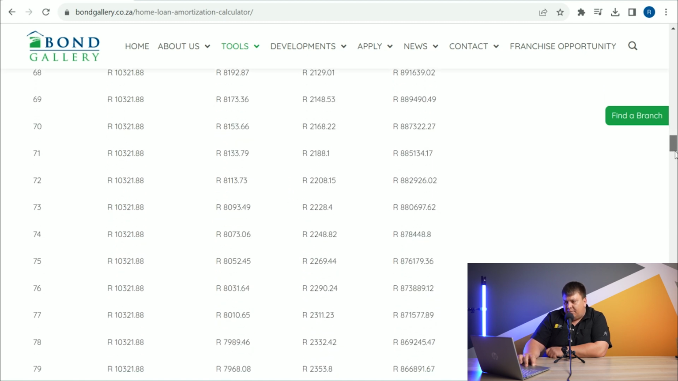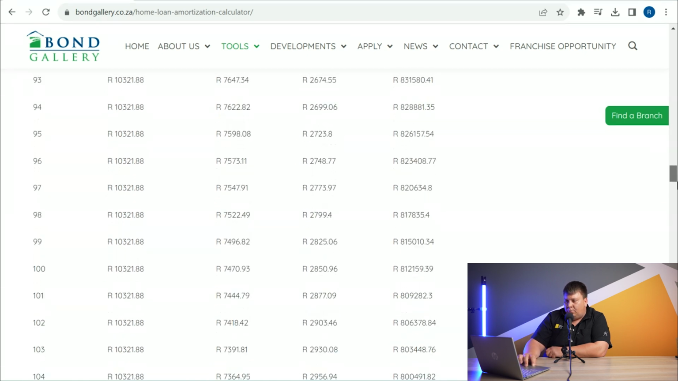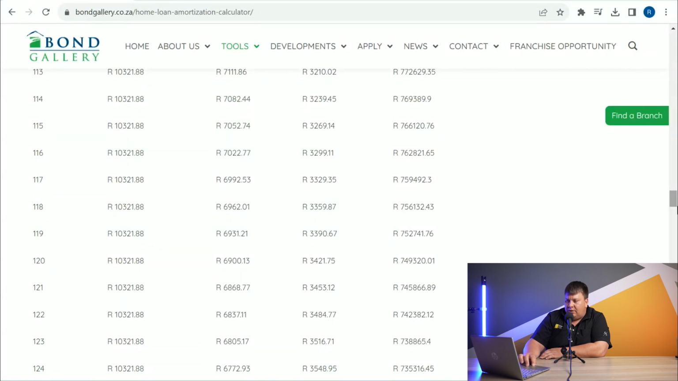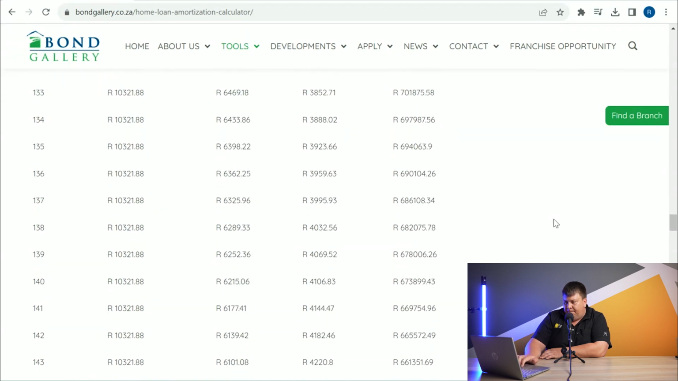At what point in time does this loan actually reach the point where you're paying equal amounts of interest and capital? I'm going to try and look for it on the schedule. Let's have a look.